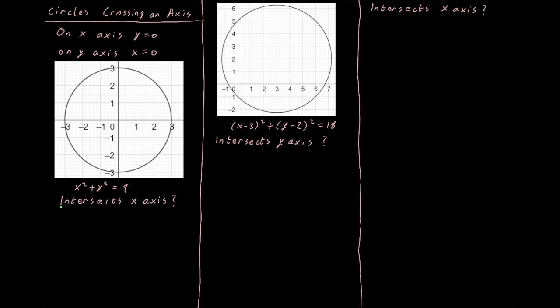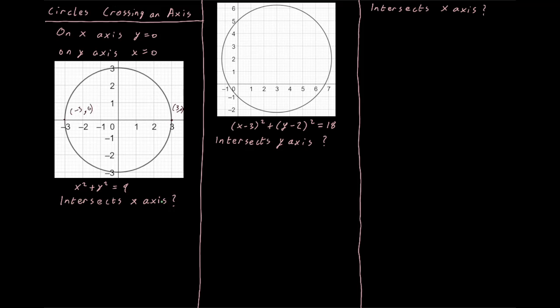Now where does that intersect? Where does it cross the x-axis? Well, visually we can see that that is going to happen at 3, 0 and at -3, 0. That's where we're going to cross the x-axis. But we can do that algebraically.